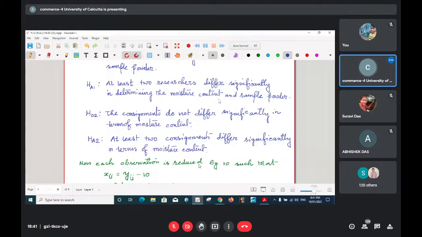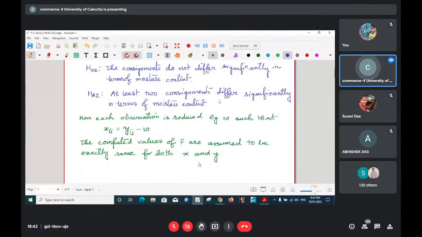What is i? i is the row, j is the column. Okay. So what is my revised value? Xij. Xij is the given Yij value minus 10. Have you understood? Is there any question? No, sir.